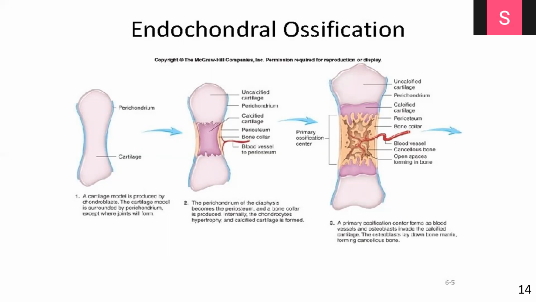Ossification continues from the center toward the ends of the bones. After spongy bone is formed in the diaphysis, osteoclasts break down the newly formed bone to open up the medullary cavity.